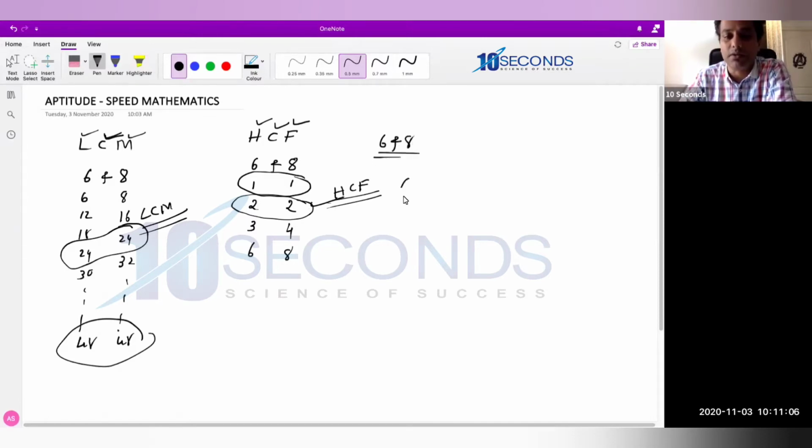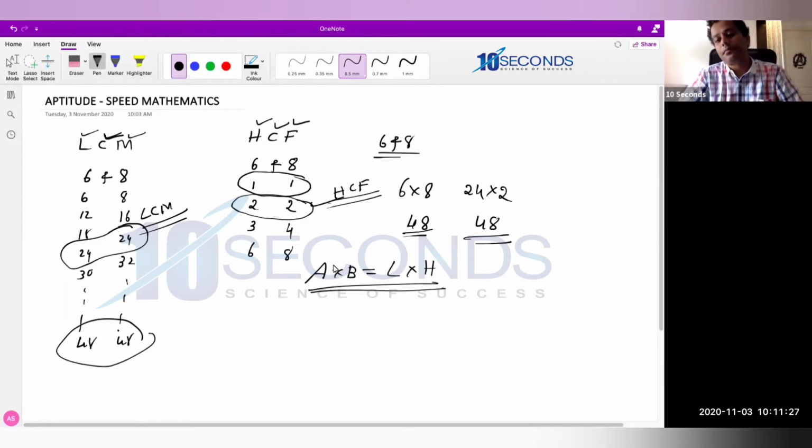6 and 8 are the numbers. If I take 6 into 8, it is 48. If I take LCM, that is 24, and HCF is 2, that also equals 48. So that means A into B equals L into H, where L is LCM and H is HCF. So this is what LCM and HCF are all about, right? For any two numbers, the product of their LCM and HCF is always equal to the product of the numbers.